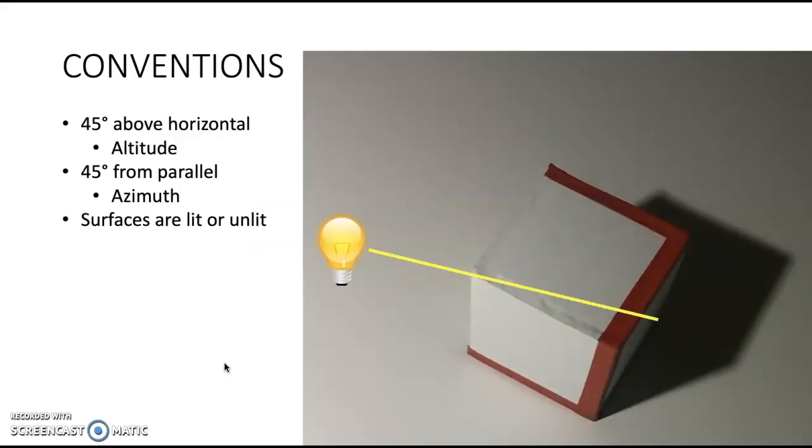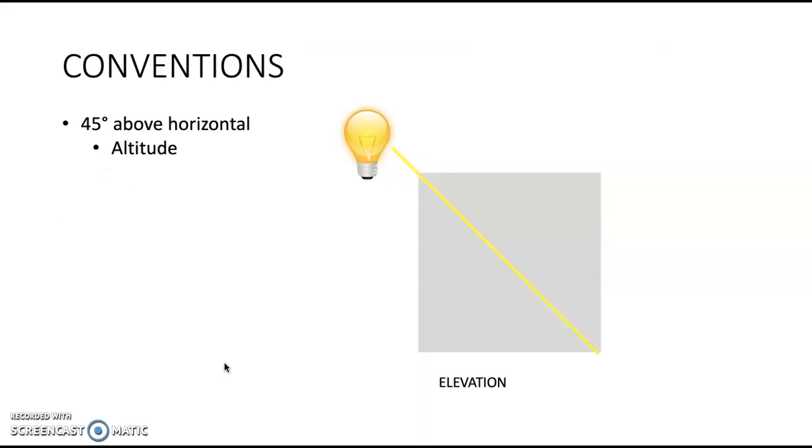We work with a standard convention based on a simple cube. We assume that our light source is at a 45-degree angle above horizontal. We define this variable as the altitude, and then we also assume that our light source is 45 degrees from parallel, so it will run diagonally from corner to corner through our cube. We also assume all surfaces are either lit or unlit.